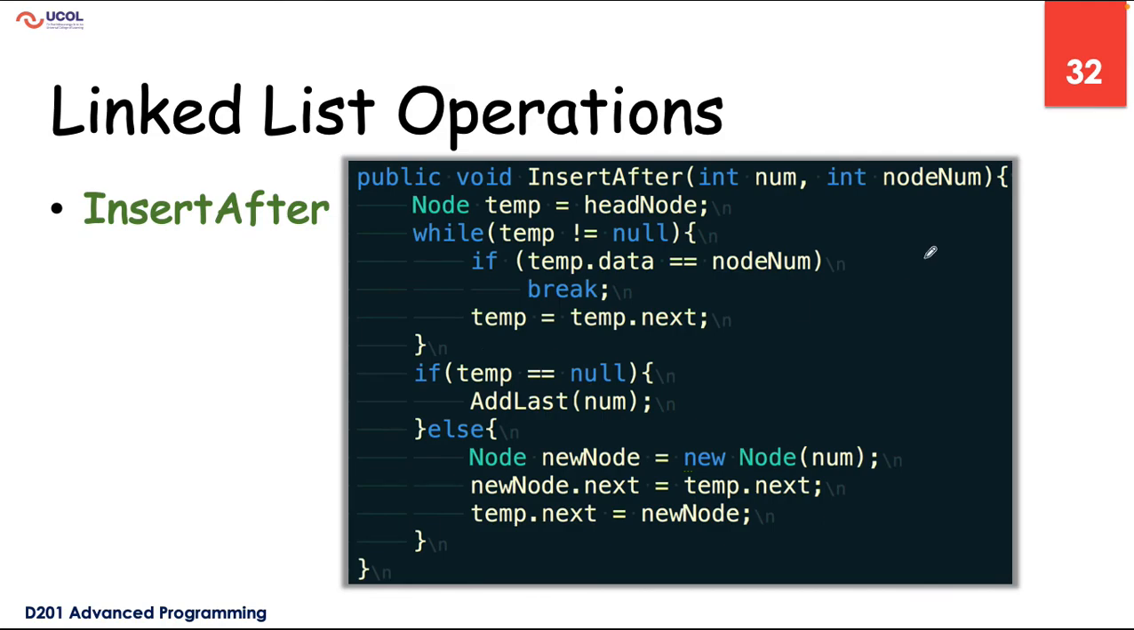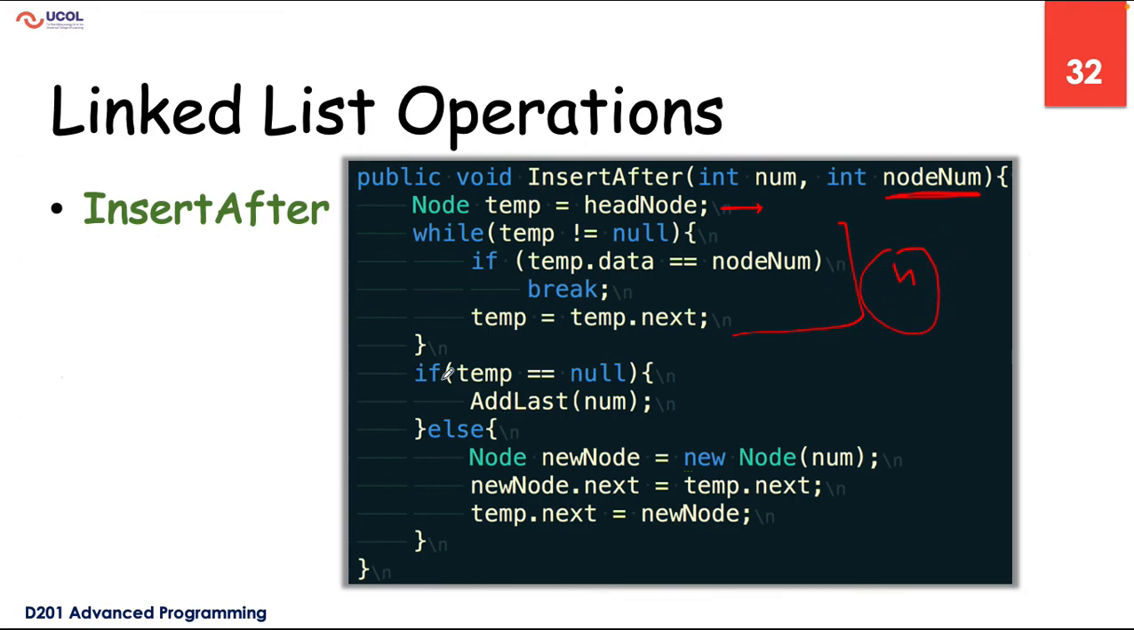So again, we are creating a temp node, we are assigning the temp to the head, and while temp is not equal to null, if temp dot data is double equal to the node number after which we want to add the new node, that is, if the data in the node and the number that we are looking for is equal, we break, we stop that loop. In the worst case scenario, that can be executed n times.